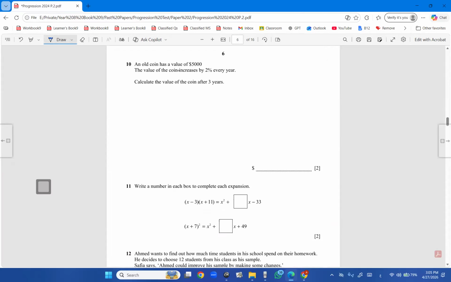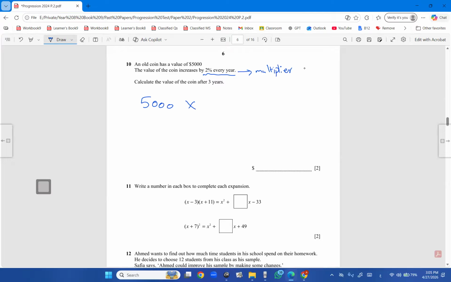Question 10. An old coin has a value of $5,000. The value of the coin increases by 2% every year. So, mister, it is going to be 5,000 multiplied by, what is the multiplier? The multiplier is what?